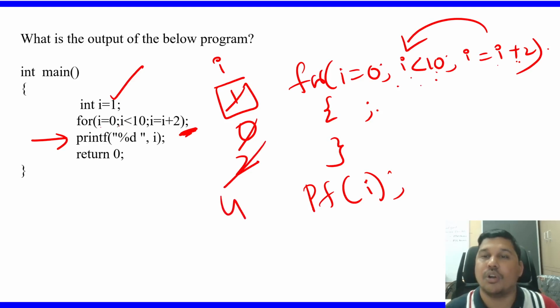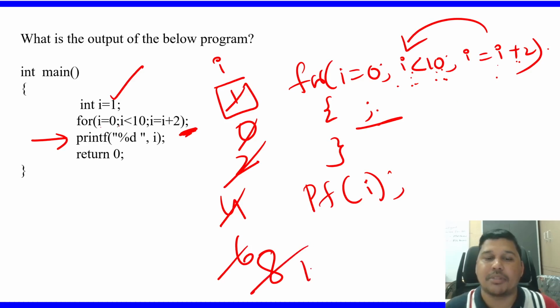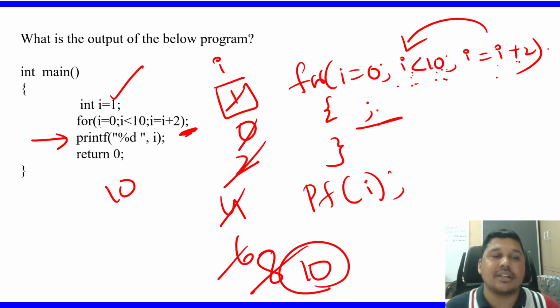It becomes 4. 4 less than 10? Yes. Enter. There is nothing to be done. Go to increment. It becomes 6. 6 less than 10? Yes. Enter. Nothing to be done. Go to increment. It becomes 8. 8 less than 10? Yes. Come inside. Nothing to be done. Go to the increment. It becomes 10. 10 less than 10? False. Come out. What is the current value of i? 10. So I am printing the value of i as 10.